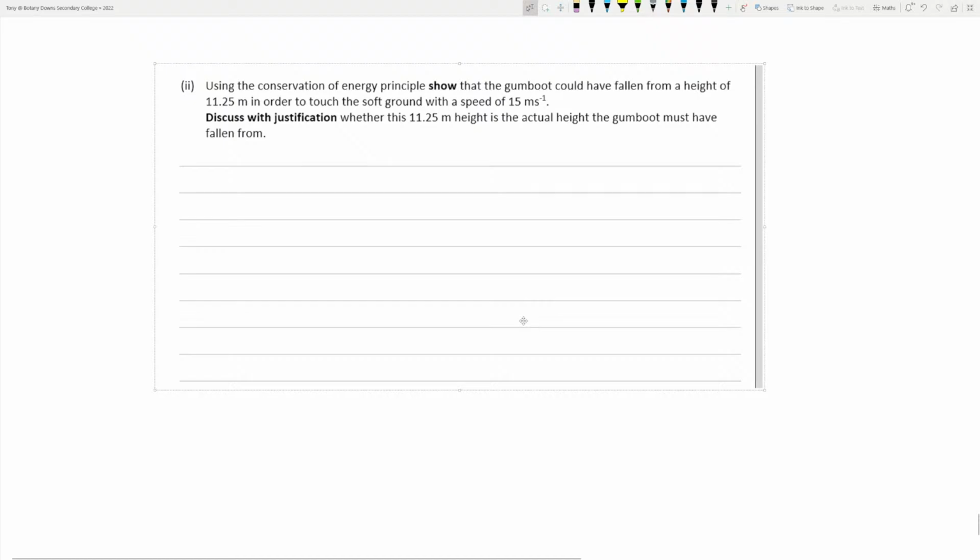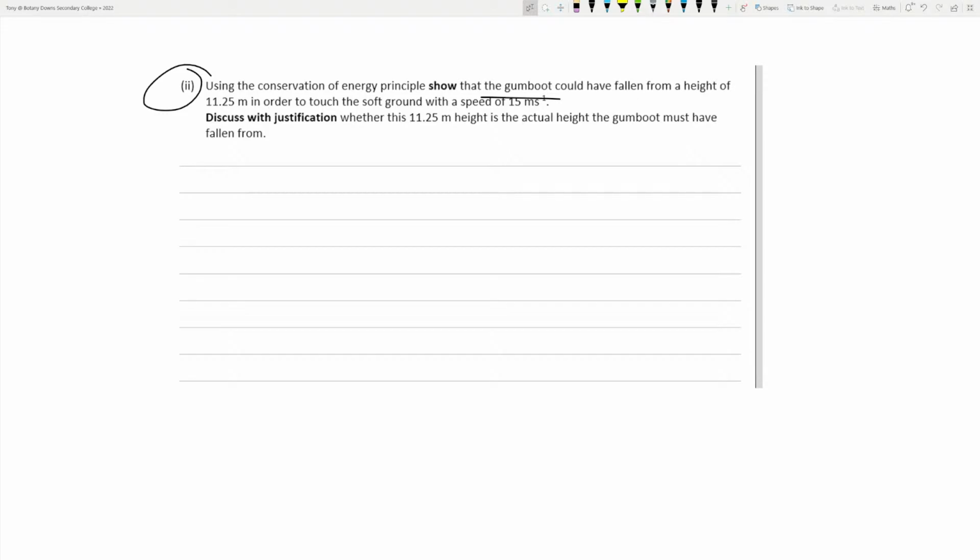Okay, now I can't do this question, Marty, because I don't have all the clues. Straight away, this is part 2. I don't know how heavy the gumboot is, so I can't do this question. You need to tell me how heavy it is. I need the mass of the gumboot. Give me mass. Mass of gumboot. Thank you very much.